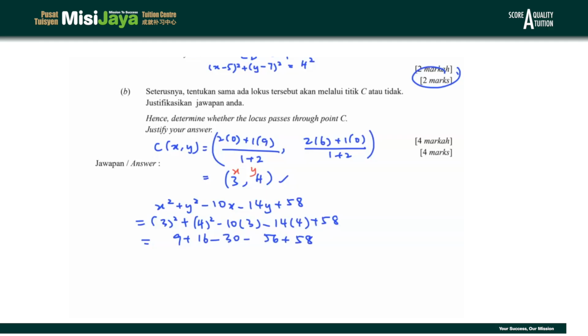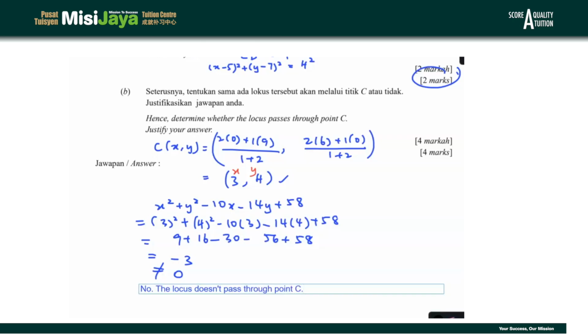So let's calculate this: 9 plus 16 minus 30 minus 56 plus 58. So we get negative 3. Oh, we didn't get 0, which means that the answer is no. The locus doesn't pass through point C. So you have to write a statement here: No, the locus doesn't pass through point C.